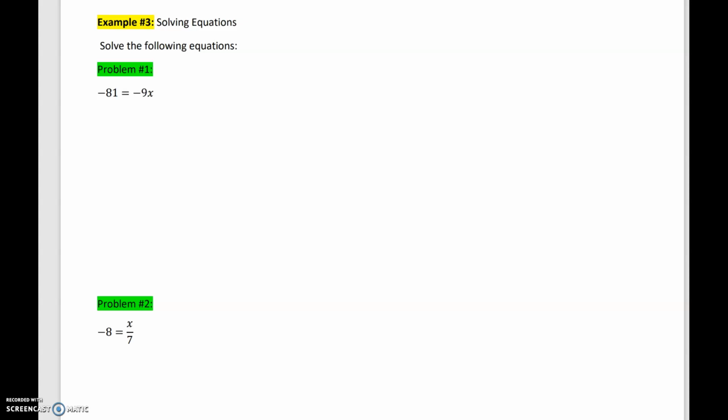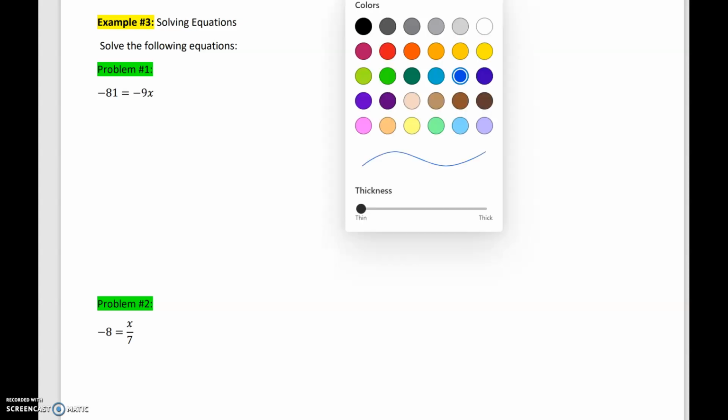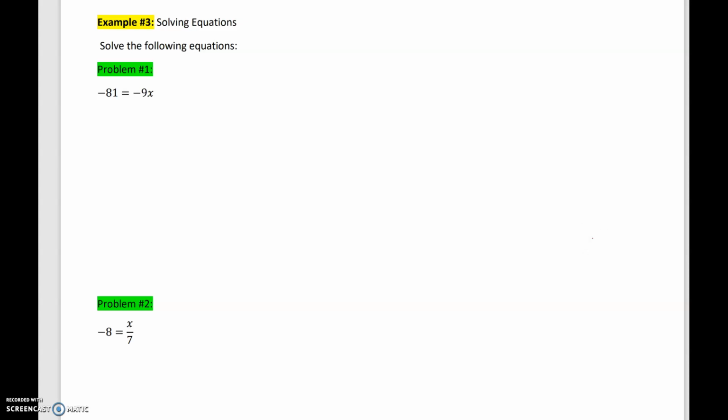Hi class, we need to take a look at example 3. In example 3, all it's asking us is to solve the equations. So before we jump into the problems, let me quickly review the rules. And the rules in short basically say the following.